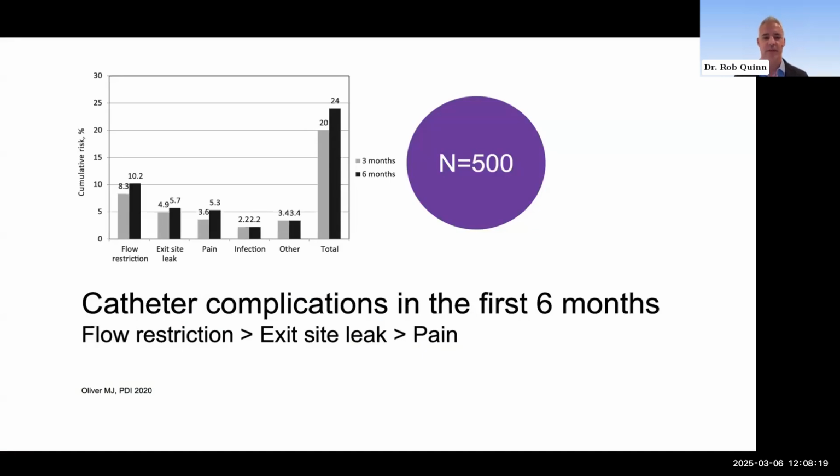So this is data from the registry. The gray bars represent the outcomes at 3 months. The dark black bar is 6 months. And you can see that 1 in 4 patients by 6 months after insertion had a complication related to their catheter that led to either an invasive procedure, an emergency room visit, a hospital stay, or the termination of therapy. And when you looked at the distribution of the causes of those complications, flow restriction or catheter dysfunction was far and away the most common, followed by exit site leaks and pain, which affected 5 and 6% of the patients that we saw.